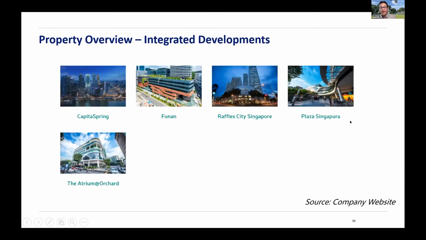And one thing unique about this is they have quite a few integrated developments. So what are integrated developments? Basically, you are talking about one property, but you have different property types. Okay, Raffles City, I'm quite sure this is the more famous one. You have the retail, you have the offices, you have the hotel, all in one property. So again, if you buy this REIT, you'll be the owner of these properties.